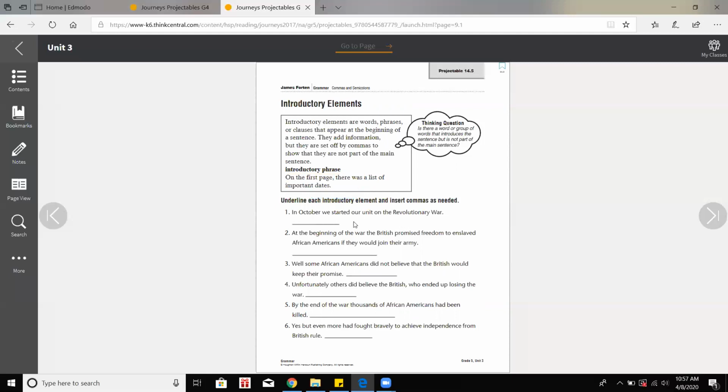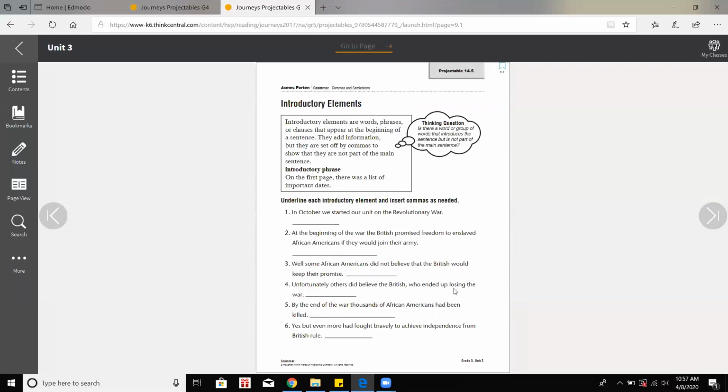Number one, in October, we started our unit on the Revolutionary War. If you have a pen and a paper, you can pause this video anytime you want so you can try and figure out where to put the comma, where the introductory elements are. Number two, at the beginning of the war, the British promised freedom to enslaved African Americans if they would join their army. Number three, well, some African Americans did not believe that the British would keep their promise.